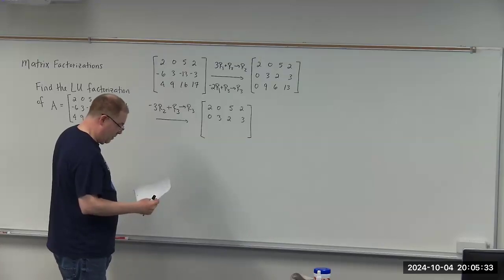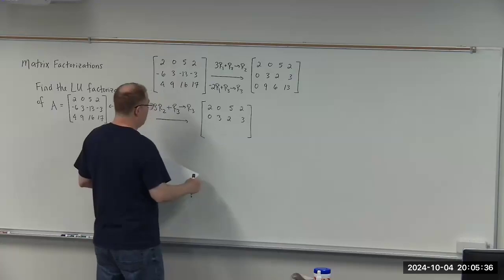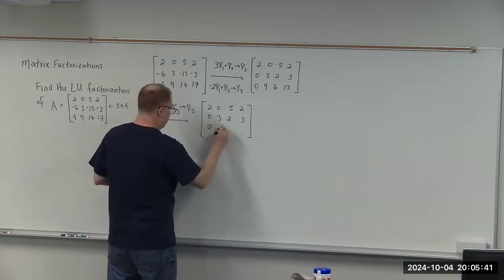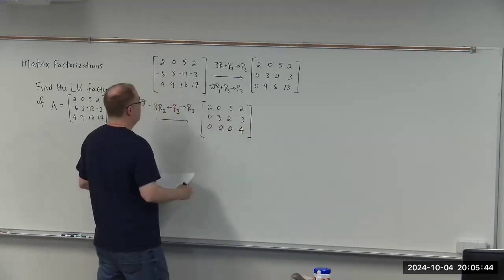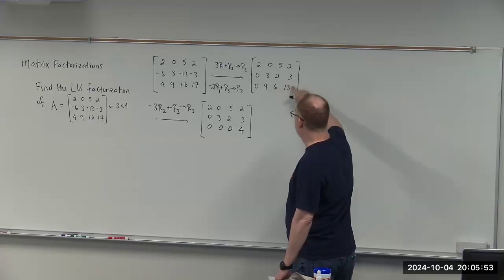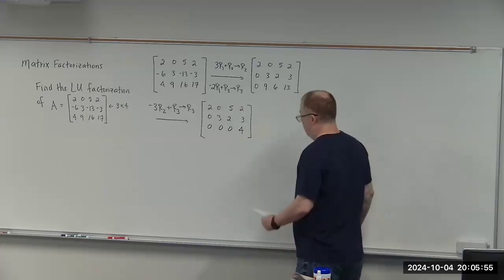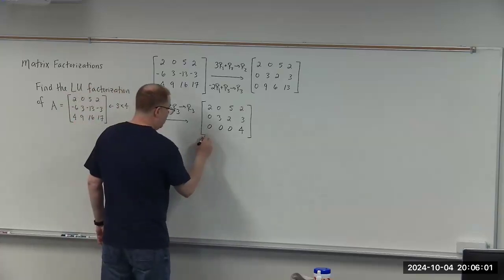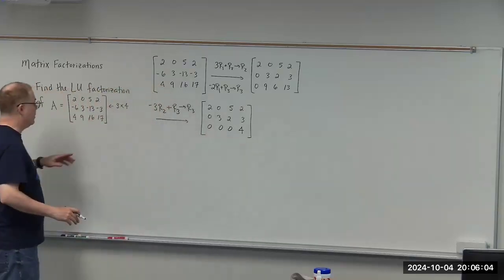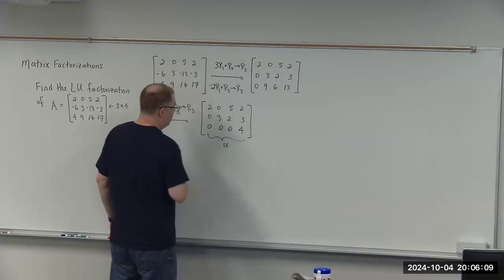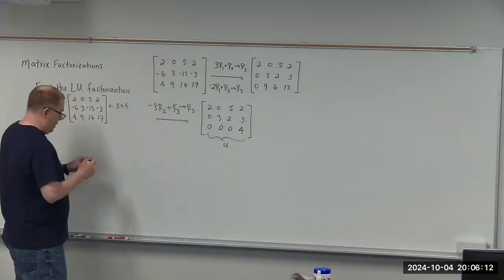And then for the last row, we're going to get 0, 0, 0, and 4. So we get 0 there, minus 3 times 2 is negative 6, negative 6 plus 6 is 0, and then we get negative 9, negative 9 plus 13 will be 4. So there is U. Remember, U doesn't have to be square. It's L that has to be square. So this is U. Now we have to figure out what L is.